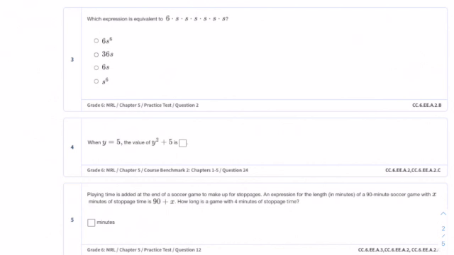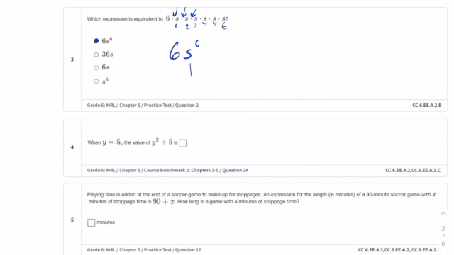Number 3, which expression is equivalent to 6 times s times s times s times s times s times s? It's like a snake. How many s's are there? There's 1, 2, 3, 4, 5, 6 of the s's, and all these are being multiplied together, and when we have a bunch of multiplication in a row, that is a power. So that's 6s to the 6th power. That would be this here. Okay, don't get fooled by this, right? Or just this. Make sure you remember how powers work.